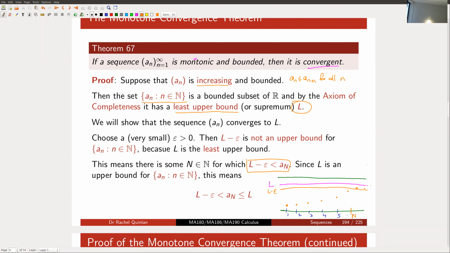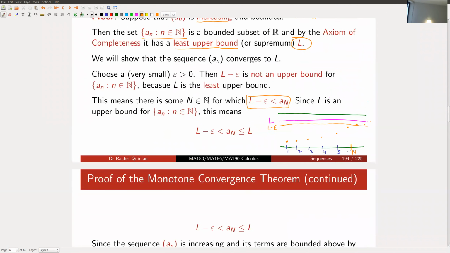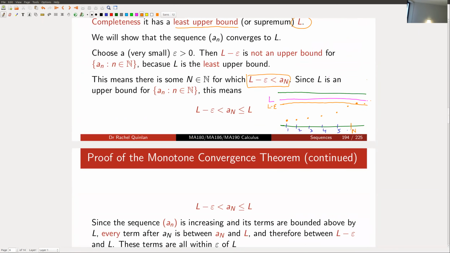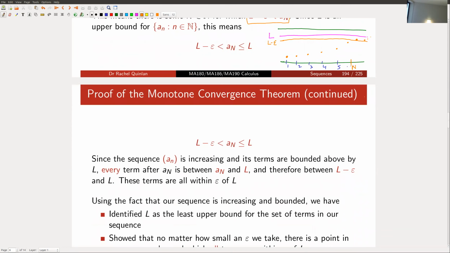How do we know that? Because L minus epsilon is not an upper bound for our sequence. L was the least upper bound, and L minus epsilon is less than L. So L minus epsilon is less than a_n, but moreover, the sequence is increasing. So if L minus epsilon is less than a_n, then it's also less than every subsequent term after a_n. L, which is the pink line, is an upper bound for the sequence. So we're saying that all terms of our sequence from the nth term onwards are squeezed into that region between L minus epsilon and L. And no matter how small an epsilon we choose, we can still achieve that because L minus epsilon won't be an upper bound for the terms of our sequence.